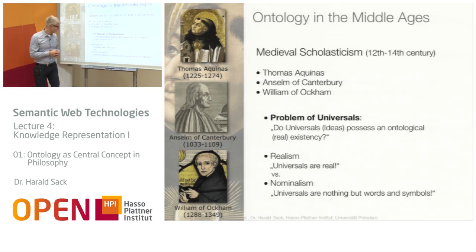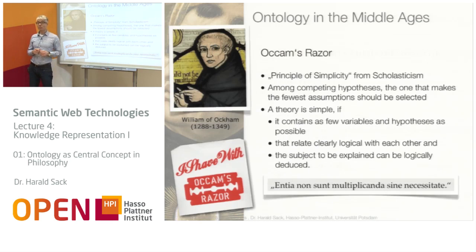There's one interesting guy here in that row of saints. The upper two were saints of the Catholic Church. This one, William of Ockham, never was a saint, but he did something interesting for us in computer science, because maybe you have heard of Occam's razor. This is a simple principle from scholasticism, and it says that among competing hypotheses, the one that makes the fewest assumptions should be selected, because it is much more likely that this one is the true one.